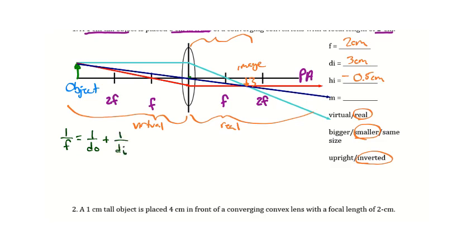So 1 over the focal length equals 1 over the object distance plus 1 over the image distance. So let's go ahead and plug this in. We get 1 over 2 equals 1 over, our object distance was how far our object was from the lens line, and that was 6 centimeters, plus 1 over di.